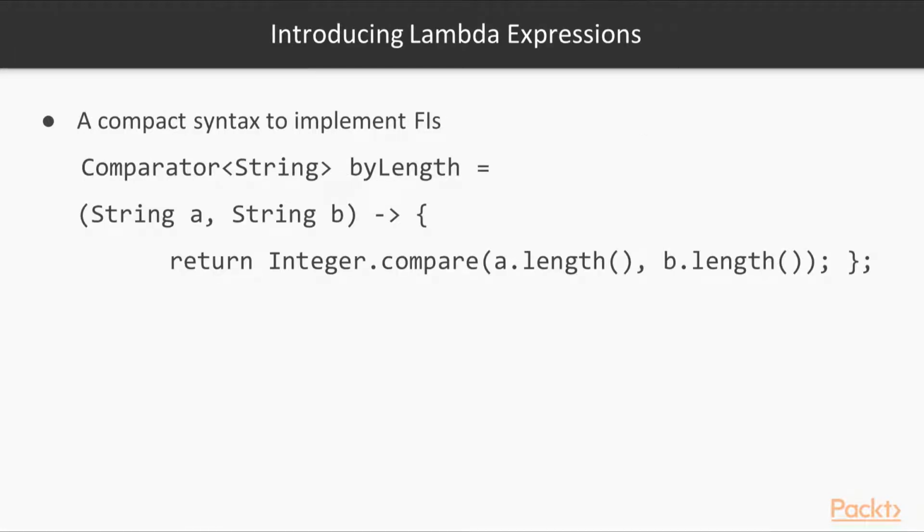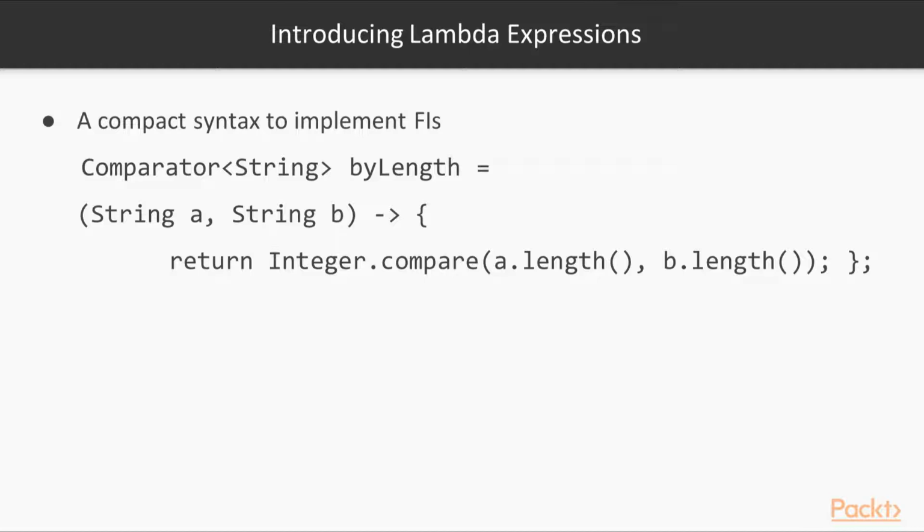Let's start with our first example of the syntax of lambda expressions. So first of all, lambda expressions are a compact syntax to implement functional interfaces. In this example, we're going to implement the comparator interface. So as we've seen in previous videos, comparator is a standard functional interface in the Java API. It's used to define objects that can compare other objects. In this case, we're going to define a comparator between strings that compares them based on their length.